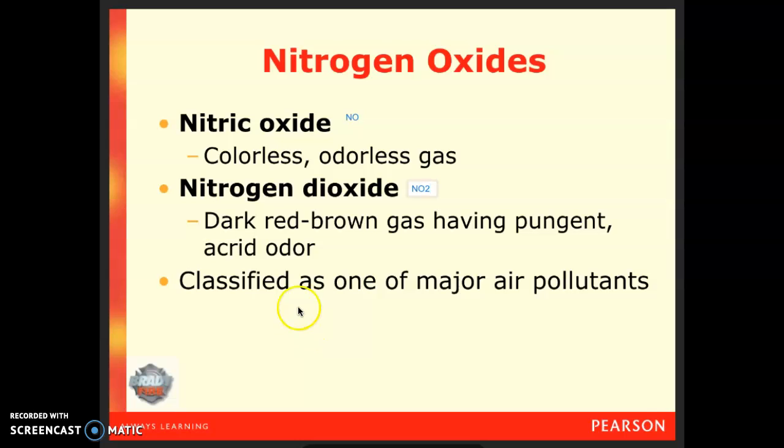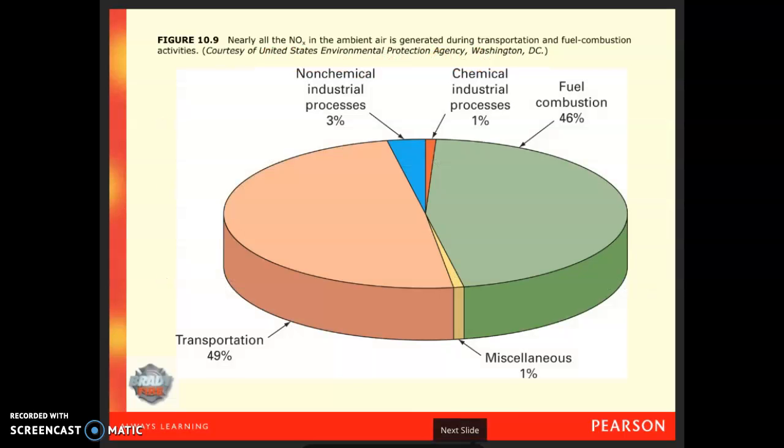It is the nitrogen dioxide that is classified as one of the major air pollutants, and is what gives smog its characteristic brown haze in color. Now, where does it come from? Most of the NOx gases that we have come from two primary sources. One of them is transportation. About half of the NOx in our air comes from transportation activities, people driving cars, our interstate shipping, all of that kind of stuff. The other half essentially is from fuel combustion activity.